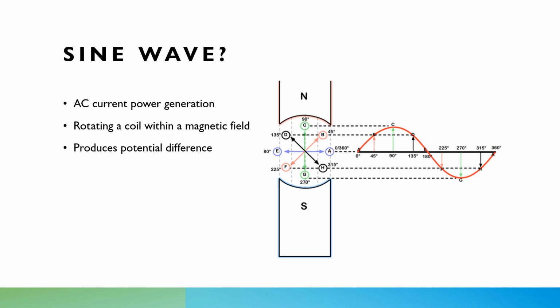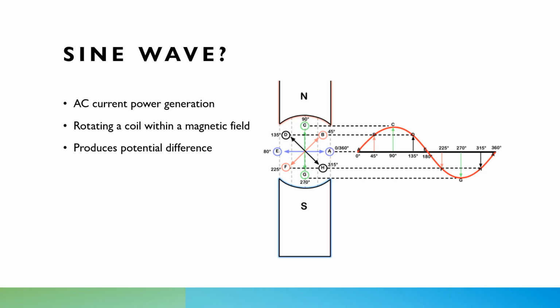So, in AC current power generation, within this example, when a coil is rotated within a magnetic field, depending on the positioning of this coil in that field, there is a varying potential difference, or in other words, varying voltage values. So, as you can see in this diagram, at the point of 0 degrees, the coil is intersecting no flux lines, or in other words, no voltage, and this corresponds with the sine graph there.